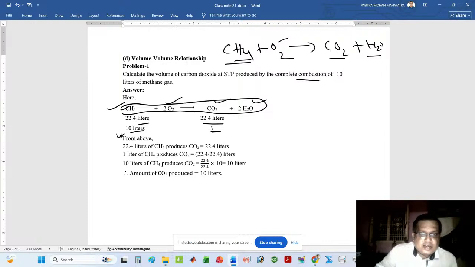From the above, 22.4 liter of methane produces 22.4 liter of carbon dioxide. 1 liter of methane produces 22.4 divided by 22.4 liter. 10 liter of CH4 produces 22.4 divided by 22.4 into 10. The 22.4 cancels. The answer is 10 liter. So the amount of carbon dioxide produced is 10 liter.